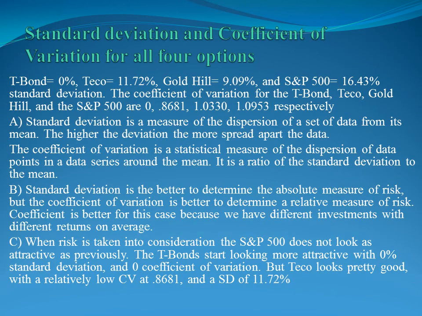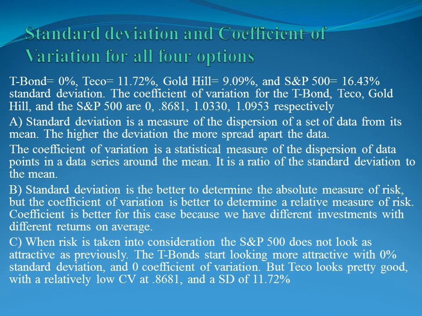Standard deviation and coefficient of variation for all four options. Standard deviation is the measure of the dispersion of a set of data from its mean. The higher the deviation, the more spread apart the data. The coefficient of variation, on the other hand, is a statistical measure of the dispersion of data points in a data series around the mean. That is a ratio of the standard deviation to the mean. The standard deviation and coefficient of variation of TICO, T-bond, Gold Hill, and S&P 500 are as follows on the slide above, on the screen above.